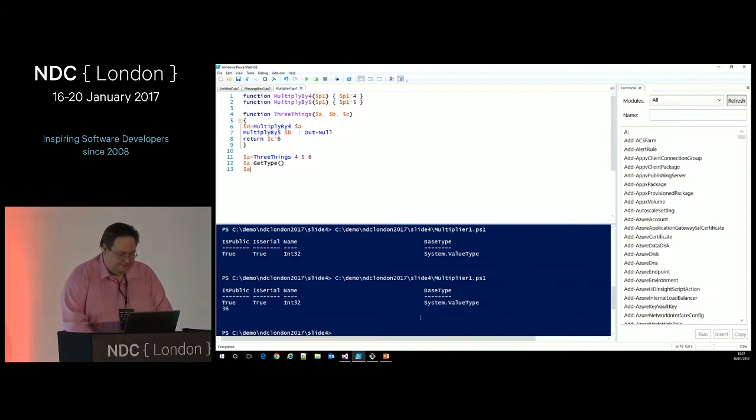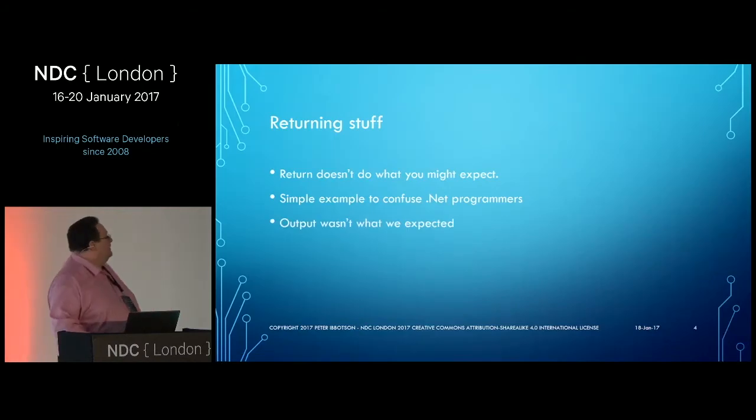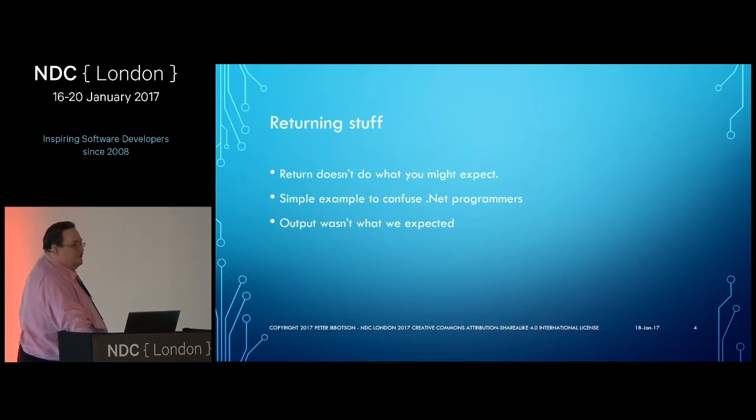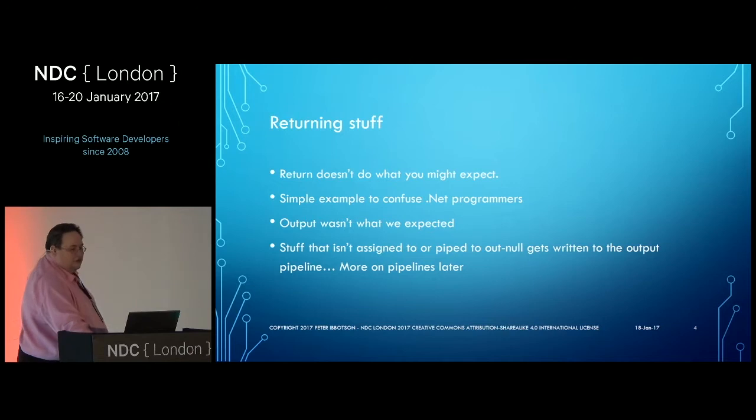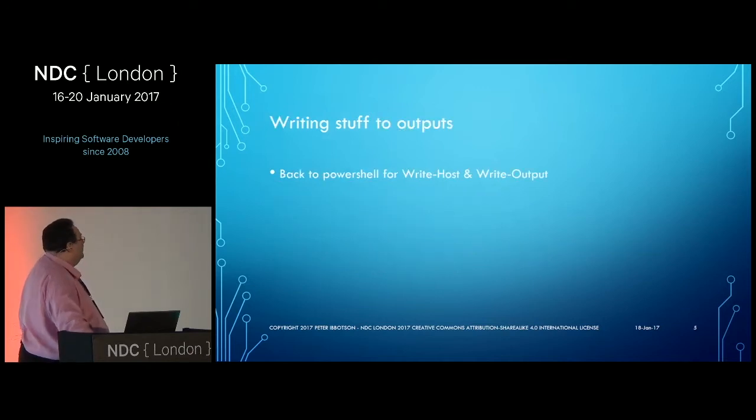So back to the slide. The output wasn't necessarily what we were expecting. So return just puts the output onto the pipeline, so everything else that was still there stays there. Stuff that isn't assigned to or piped to Out-Null gets written to the output pipeline. I've got quite a bit more on pipelines later on in the talk.